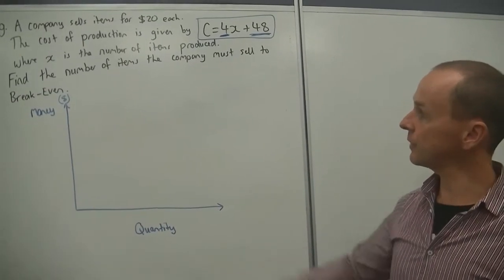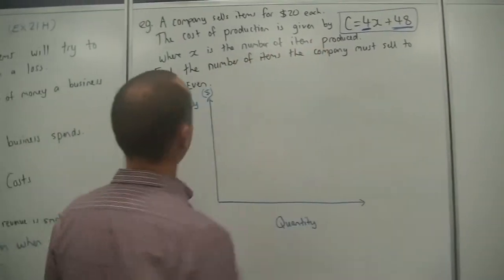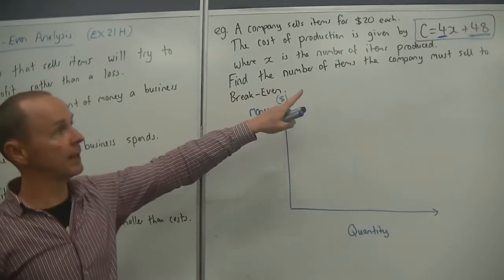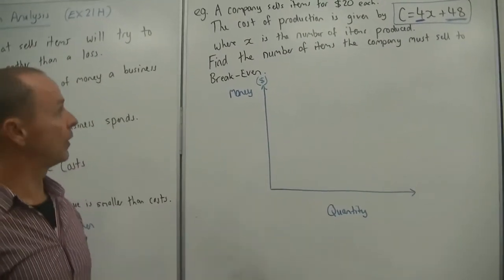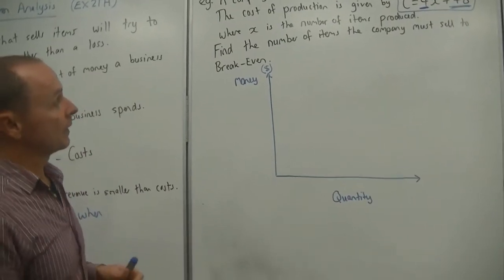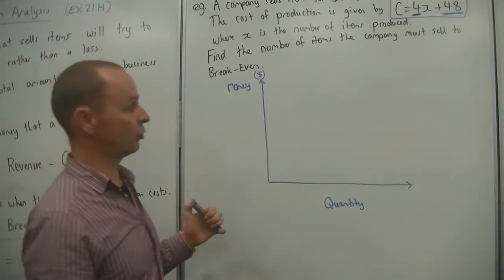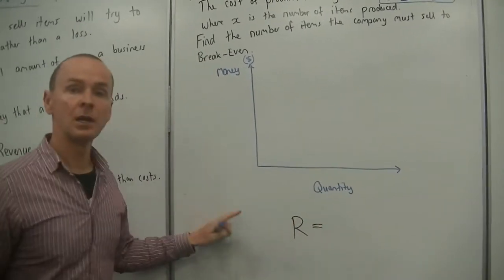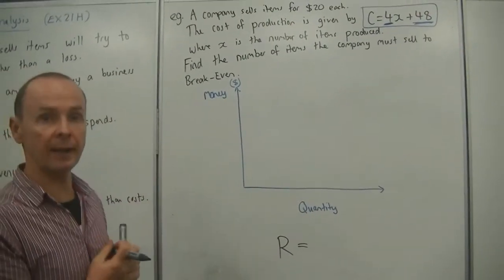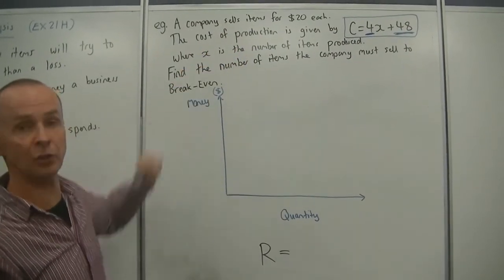Alright, so it says here, x is the number of items produced. Find the number of items the company must sell to break even. So I've got a little graph here that we're going to do first. So we need to find out, firstly, there's two things. The revenue, I'll do the revenue equation first. So the revenue, how much money do we collect? We're getting $20 for each item.